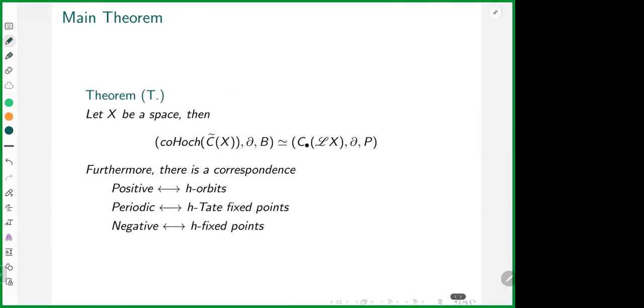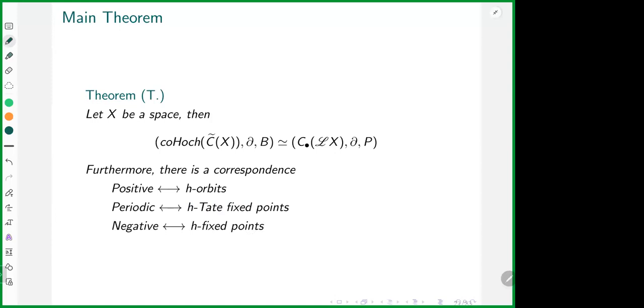Okay, and now the main theorem is that this quasi-isomorphism that we had between coaxial and the chains on the free loop space is compatible with these extra operators that are encoding the circle actions, right? So in particular, we have this correspondence between these 3 versions of homology, right? So on the left, we have positive, periodic, and negative. And on the right, we have the same versions, but for this mixed complex, which are related to topological objects. So the positive is related to homotopy orbits, so the homology of the homotopy orbits. The periodic would be homology of the homotopy Tate fixed points, and the negative is related to the homology of the homotopy fixed points.